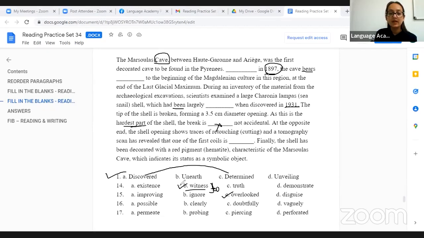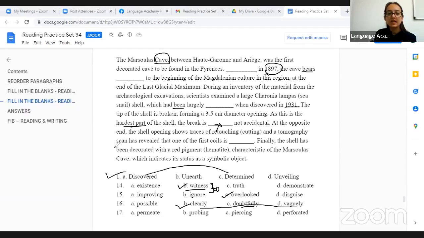So we can say the break is possible, clearly, doubtfully, or vaguely. Since the sentence is complete, we should look for LY options. So it is clearly the answer based on simply context, because it is the hardest part. It can definitely not be accident. So definitely means clearly not accidental. Doubtfully is again the opposite of the context and the hardest part, and we are saying doubtfully it can be accidental, but it cannot be. That's what the context said.